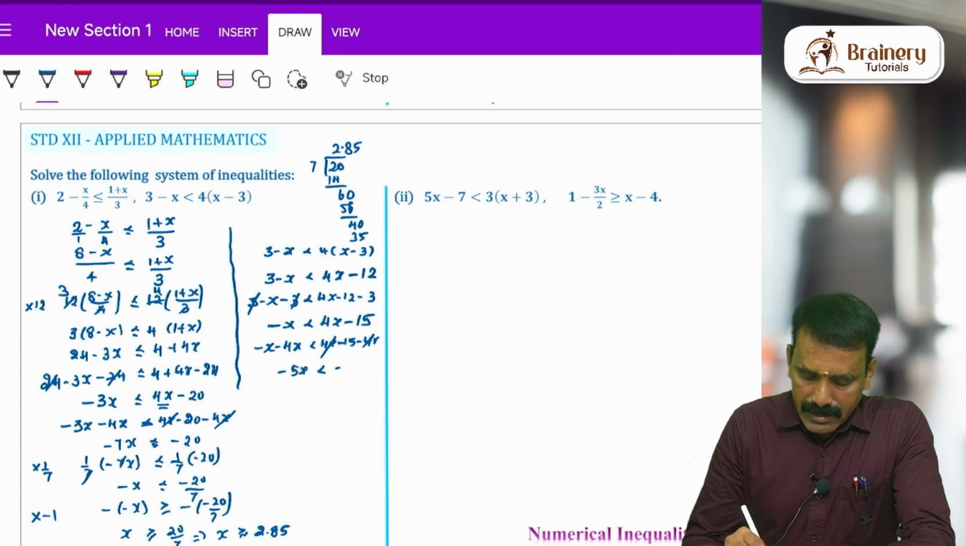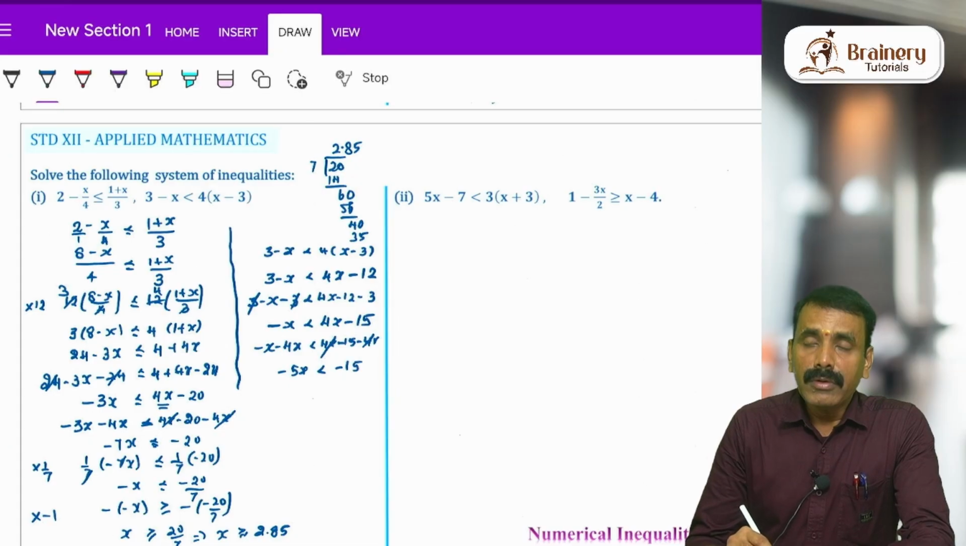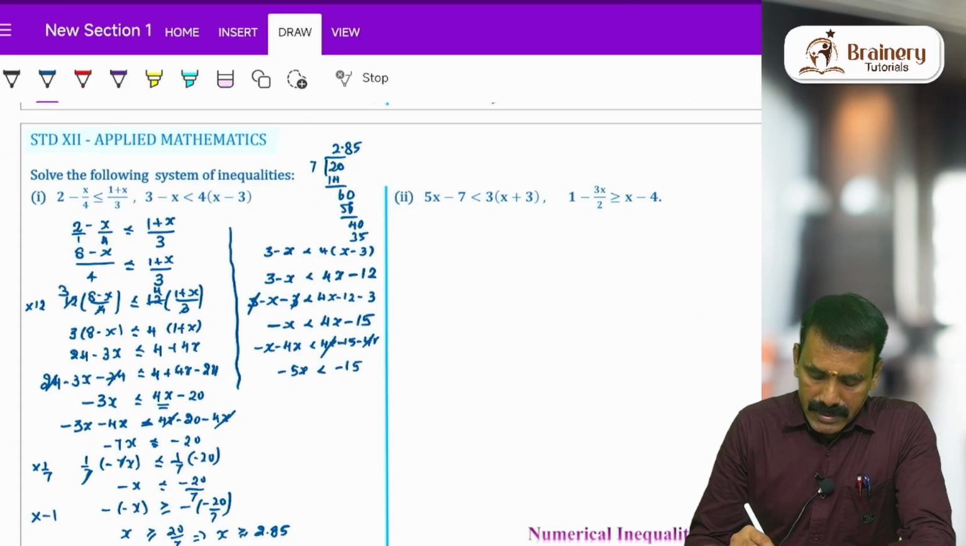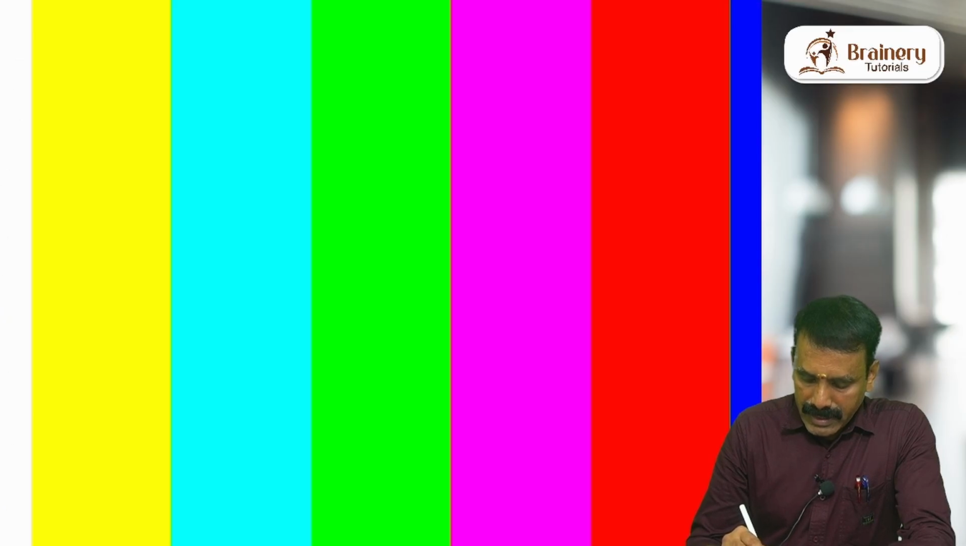less than minus 15. So I want to remove that 5. So we multiply by 1 by 5. So 1 by 5 into minus 5x less than 1 by 5 into minus 15. So 5 cancels, we get minus x. And 5 cancels with 15, it is minus 3. Minus x is less than minus 3.